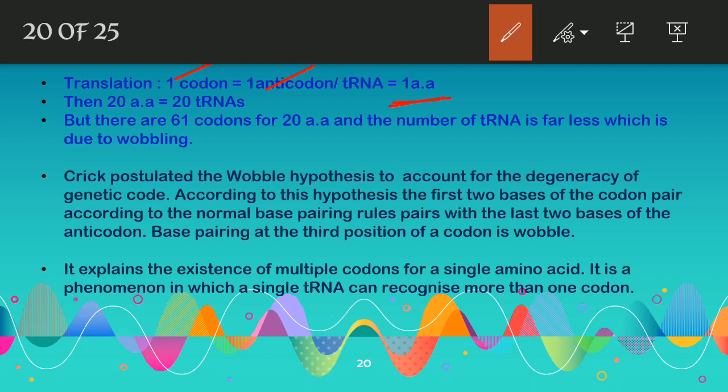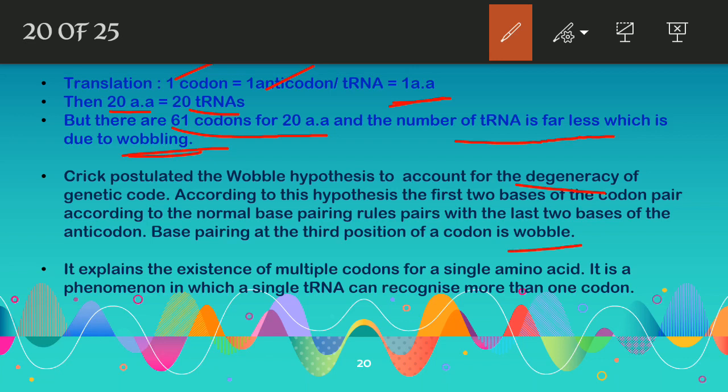And then we know that there are 20 amino acids, hence will surely require 20 tRNAs. But there are 61 codons for 20 amino acids, and the number of tRNAs is far less, which is due to wobbling. Crick postulated the wobble hypothesis to account for the degeneracy of the genetic code. According to this hypothesis, the first two bases of the codon pair, according to the normal base pairing rules, with the last two bases of the anticodon. Base pairing at the third position of a codon is wobble.